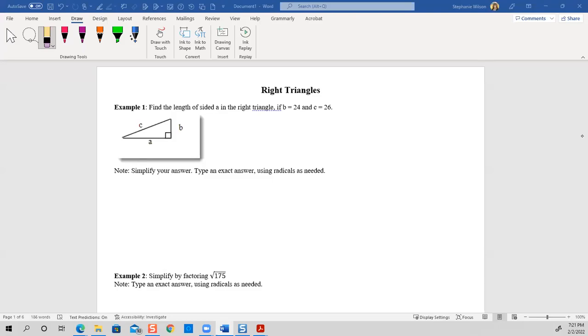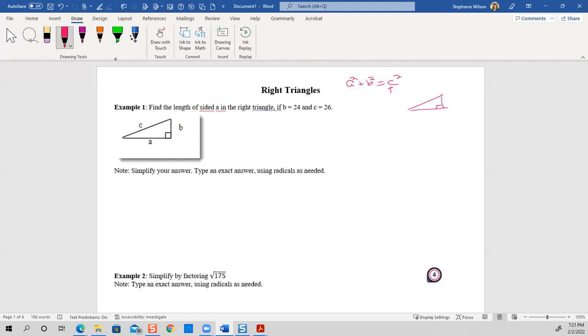Right triangles. Whenever we talk about a right triangle, we know that we're going to have an angle in that right triangle that gives us 90 degrees. Okay. And the right triangle has a formula of a squared plus b squared equals c squared. C squared is going to be the longest side. The c is the longest side.